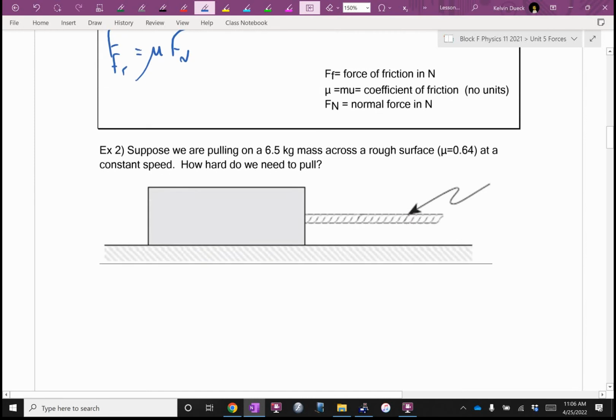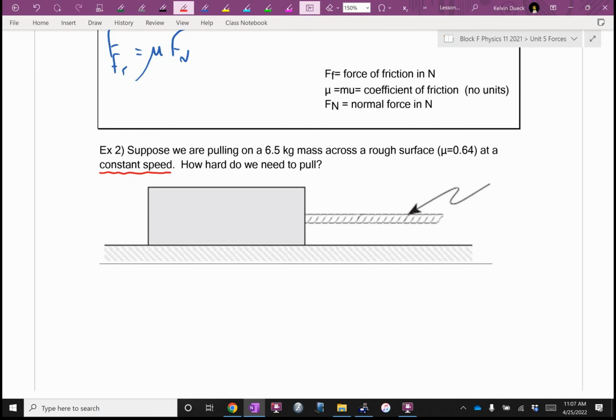Example 2. Suppose we were pulling a 6.5 kilogram mass across a rough surface at a constant speed. I would probably mentally underline the phrase constant speed. That tells me an awful lot. How hard do we need to pull? What's this question want me to find? A force. And I think the fact that they gave me a coefficient of friction means there's also friction. Is there more than one force in this question? This is a job for a free body diagram.